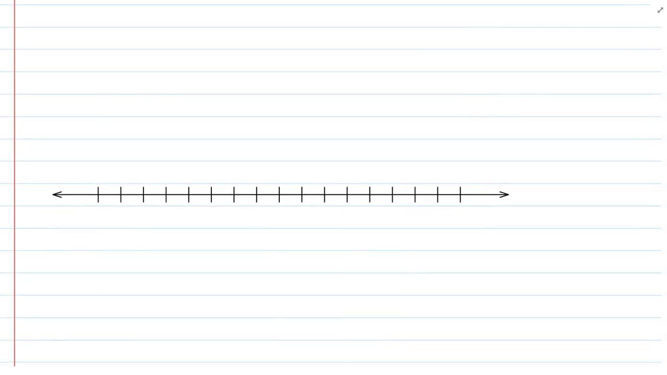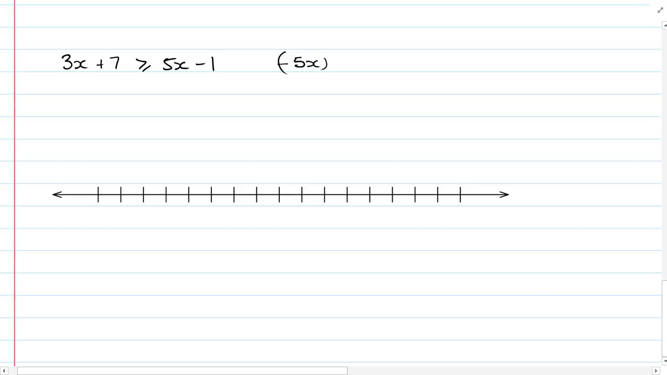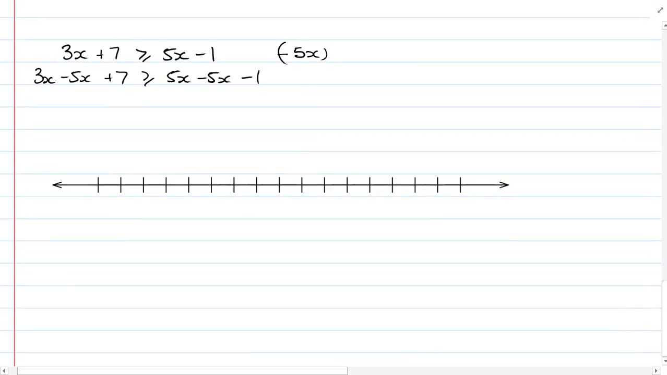Last example, this one's a little bit harder. Let's say I had 3x plus 7 is greater than or equal to 5x minus 1. Now I have a tendency to try and bring my x's to the left-hand side. So let's say I took that approach. Minus 5x from both sides, giving me 3x minus 5x plus 7 is greater than or equal to 5x minus 1. And you'll see I've been a little bit cautious here.